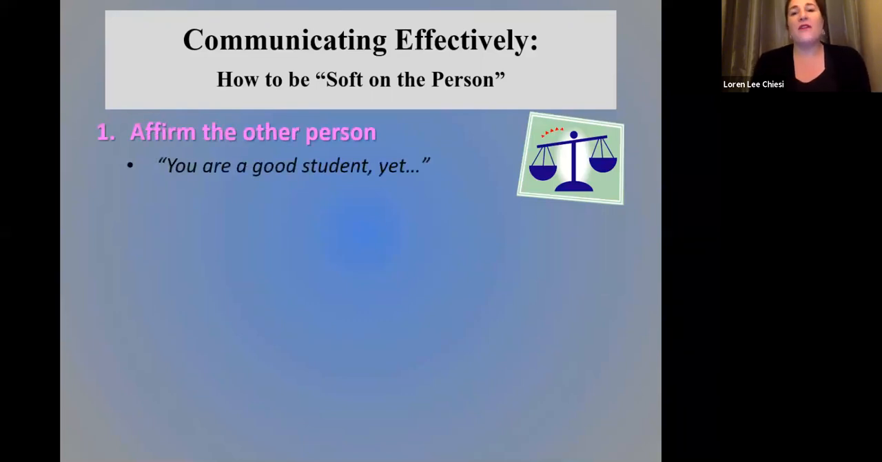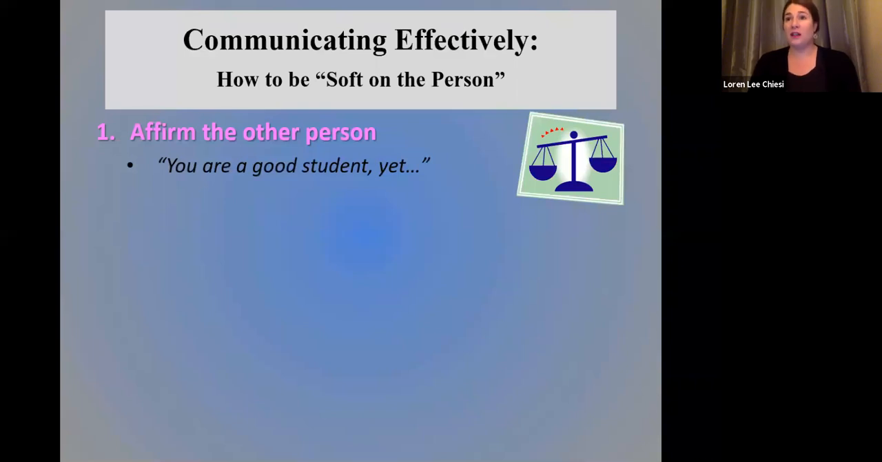Ways you can be soft on the person but hard on the issue is making sure at the outset of your communication to affirm the other person. Things like, you're a good student, yet I've noticed you've been coming to class late. Again, you're putting the person first, from the very start, you're saying, I noticed that you're a good student.